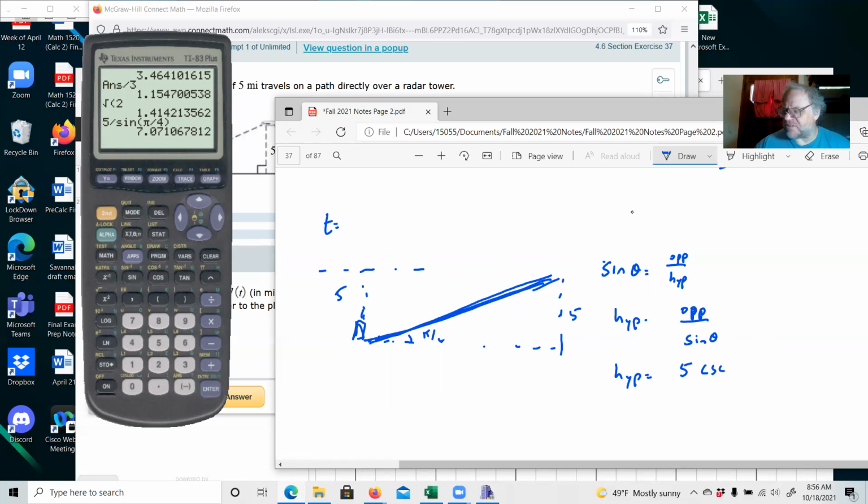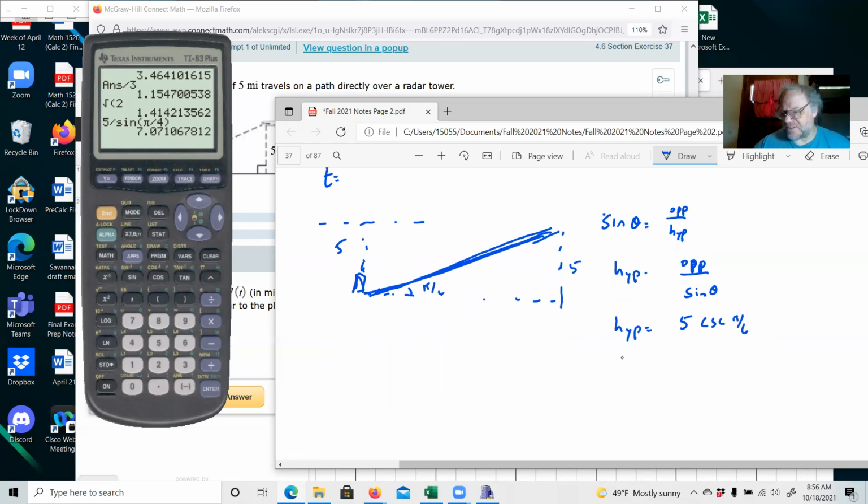And then I can just write this out a little bit. Cosecant pi over 6. Really what we're going to do is say 5 over sine of pi over 6. Sine of pi over 6, that's a half. So this is going to be 5 divided by 1/2. So this is 5 times 2, which is equal to 10. So when this is pi over 6, this value here is going to be 10.